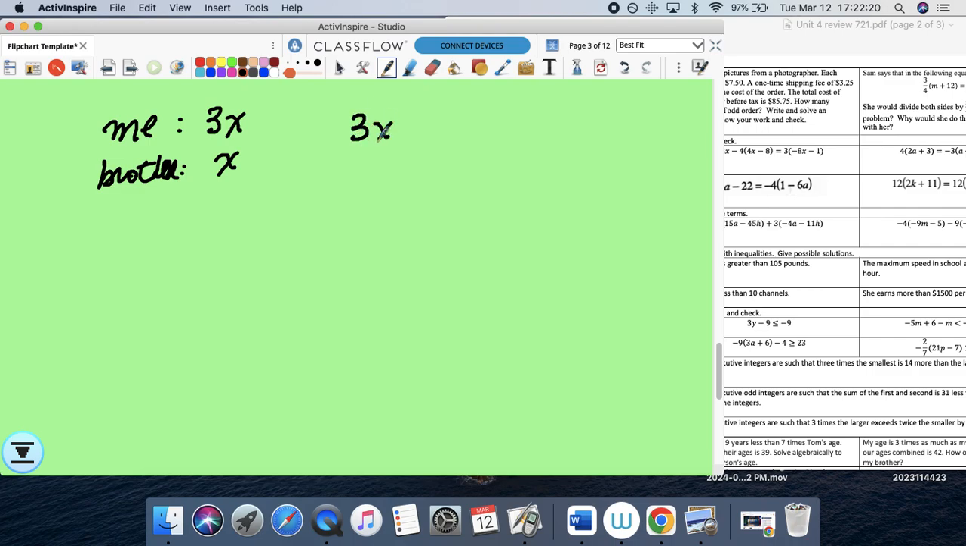So 3x plus x, 4x equals 42. That can't be that simple, is it? Divide by 4, divide by 4.